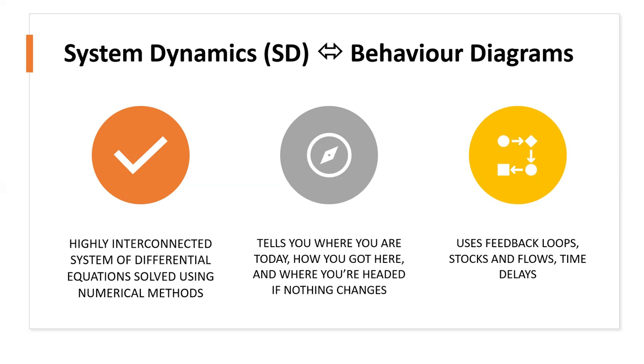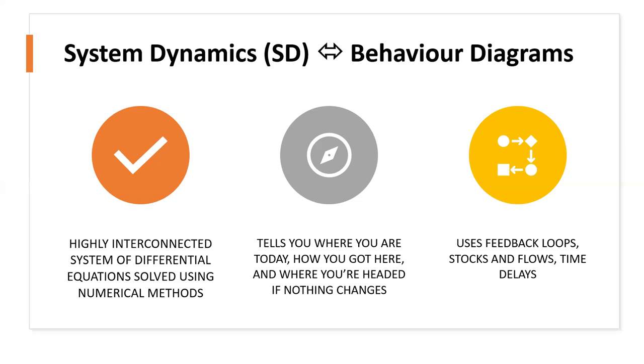solved using numerical methods. And the way I often describe system dynamics is it tells you where you are today, how you got here, and where you're headed if nothing changes. But obviously, things change in the future, and we have to adapt to those changes. So system dynamics can be used to look at these kinds of discontinuities in the future to see how the system would adapt to that, or how we can build a system that is designed to be adaptive with changing needs and requirements in the future.